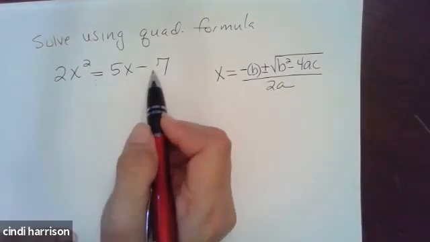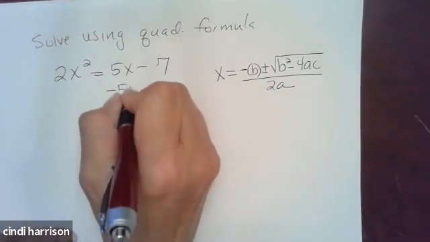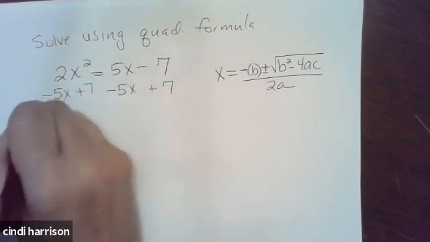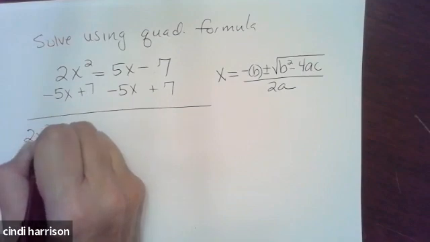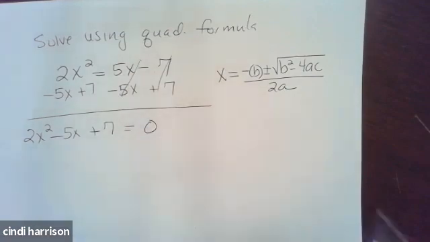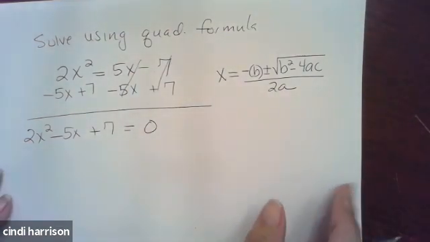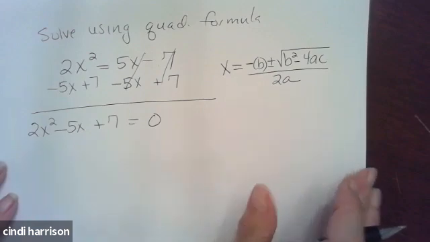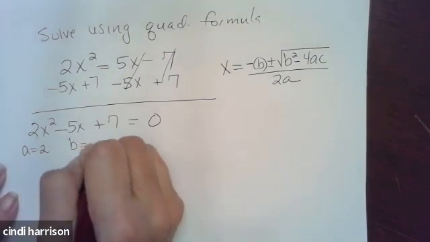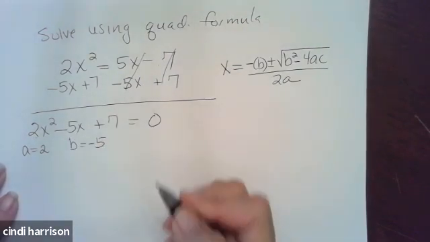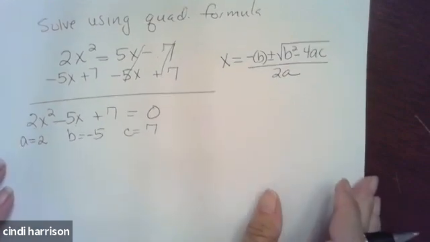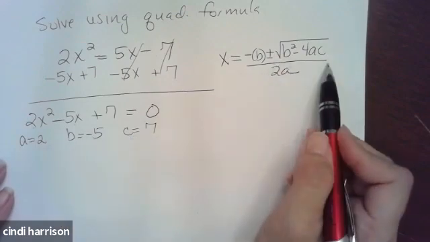First thing we have to do is set it equal to 0. So I'm going to subtract 5x from both sides and add 7 to both sides. So I have 2x squared minus 5x plus 7 equals 0. And we need to identify a, b, and c. Well, a is the coefficient of the squared term. B is the coefficient of the x to the first term. And c is the constant.